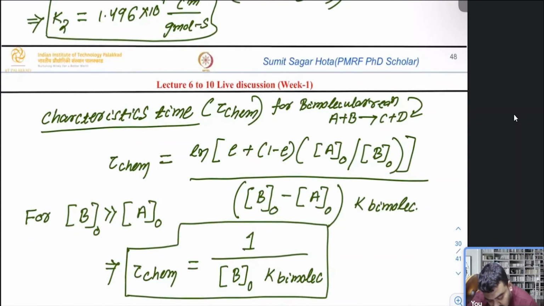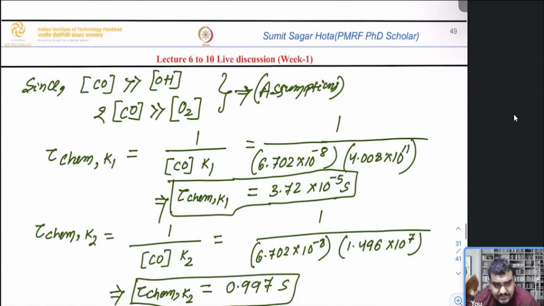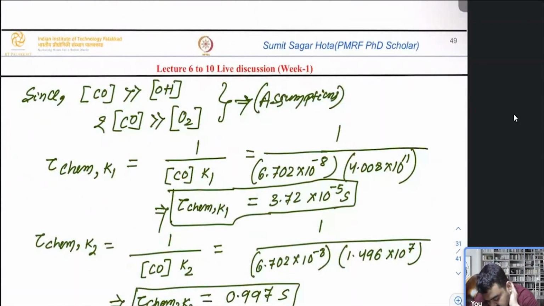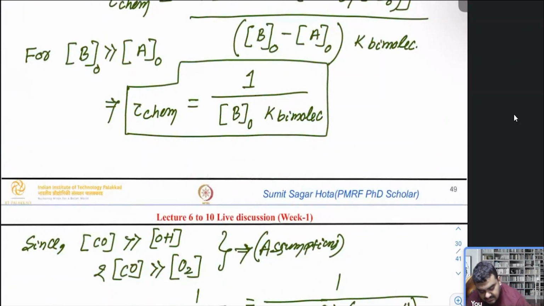Now we know the formula of tau chem, the characteristic time: ln of E plus 1 minus E, A naught divided by B naught minus A naught, into K bimolecular. Bimolecular means it's a bimolecular reaction. Don't get confused: K1, K2 and K bimolecular are absolutely the same. From the assumption that CO is much greater, we can cut some terms. If B naught is very much greater than A naught, then tau chem reduces to 1 by B naught times K bimolecular.